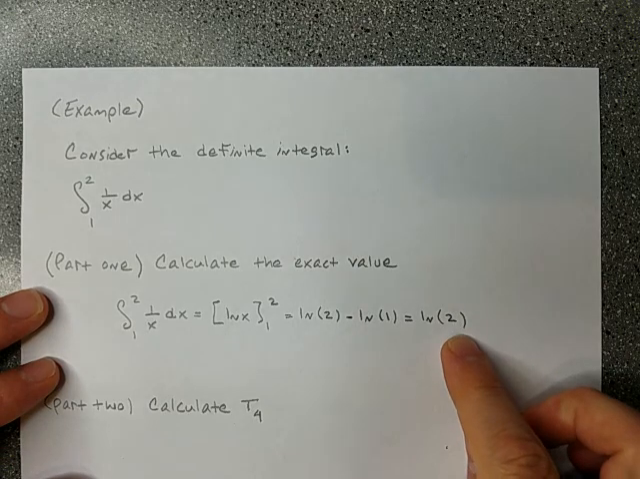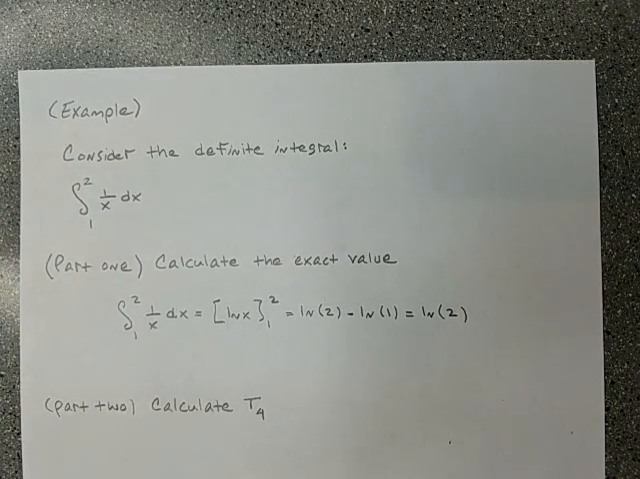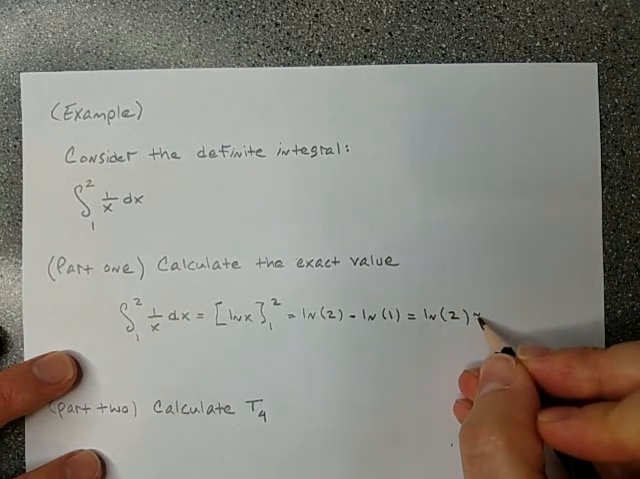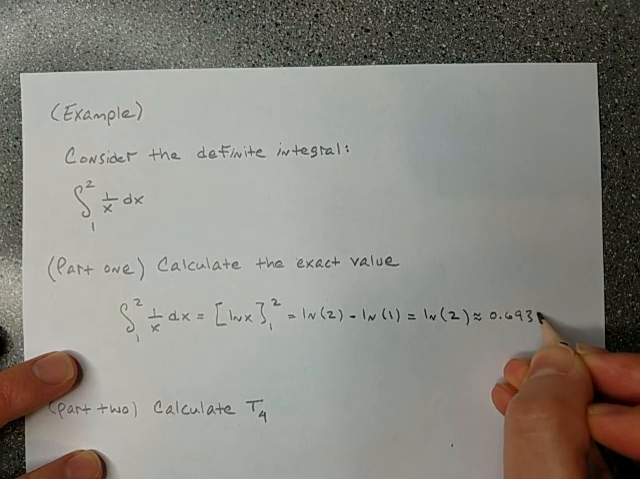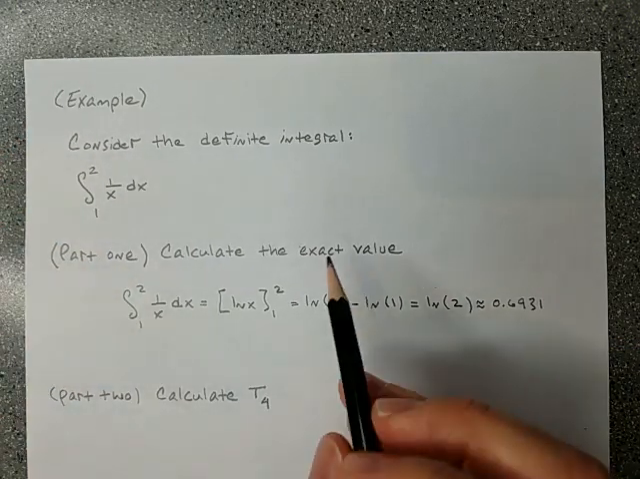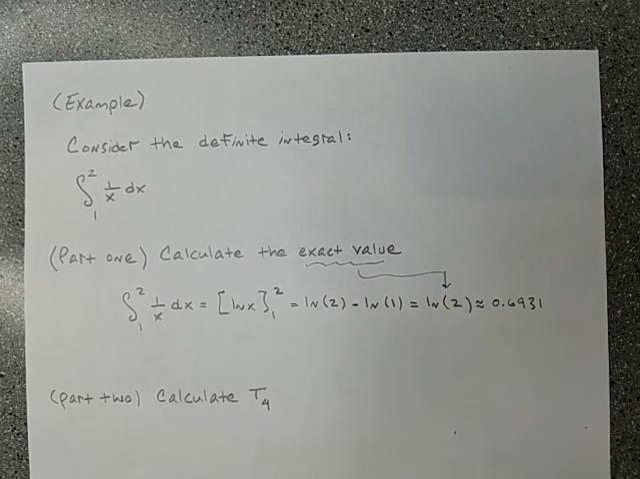And that would be an exact answer to our definite integral, but I'll go ahead and round it because we're going to want to compare with the trapezoidal estimate anyway. So we'll get about 0.6931. Okay, so that's how you calculate the exact value. The exact value is actually natural log of 2, okay?